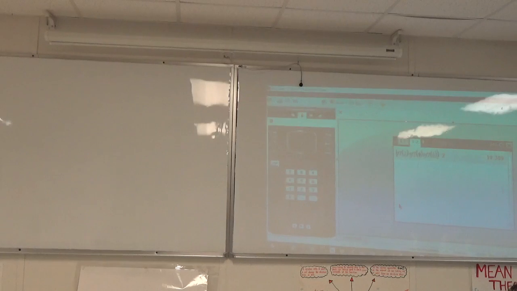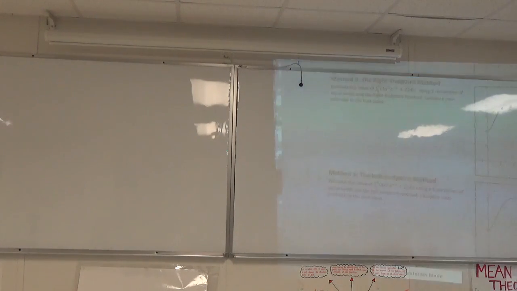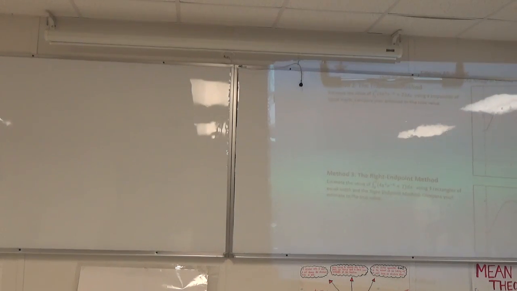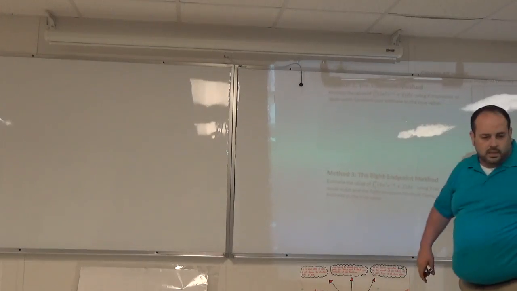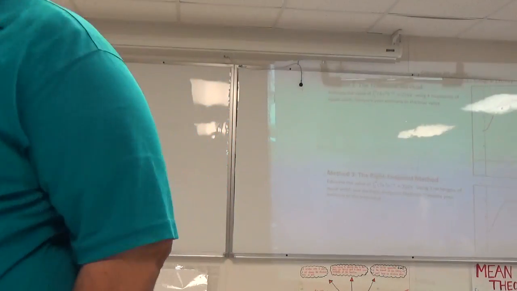And Aaron, I think we're done projecting on what's on the computer, so if you want to come on back. So method number two, four trapezoids of equal width. So give me a quick sketch of what this is going to look like. Be careful.